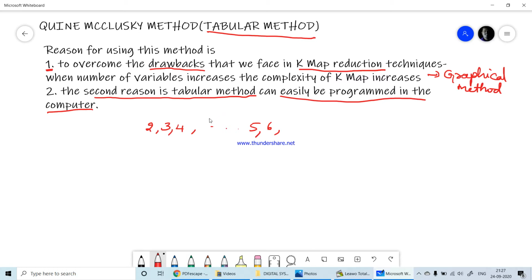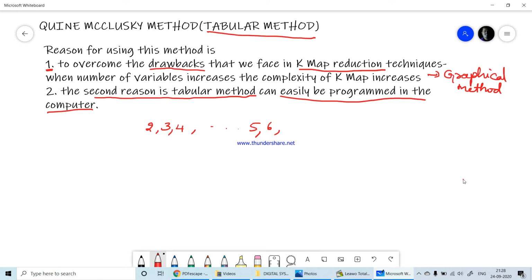Even though in the Quine-McCluskey method we see some complications while solving, it can still be programmed by writing algorithms for it. You can run that algorithm or program in the computer to reduce the Boolean expression. So Quine-McCluskey gives a mathematical implementation of the reduction of Boolean expressions, unlike K-map, which is a graphical method. These are the two main reasons why we go with the Quine-McCluskey method.